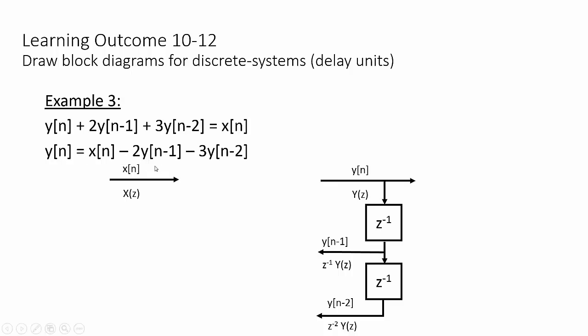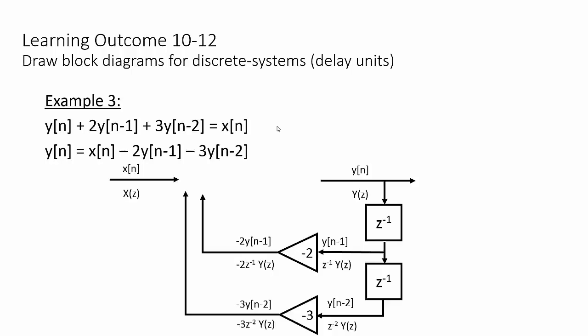Now we have all the elements here. We have our x of n, we have our y of n minus 1, we have our y of n minus 2. We need to add the appropriate gains and then sum them. The gain for y of n minus 1 is negative 2. The gain for y of n minus 2 is negative 3. We add them, and that forms our y of n.